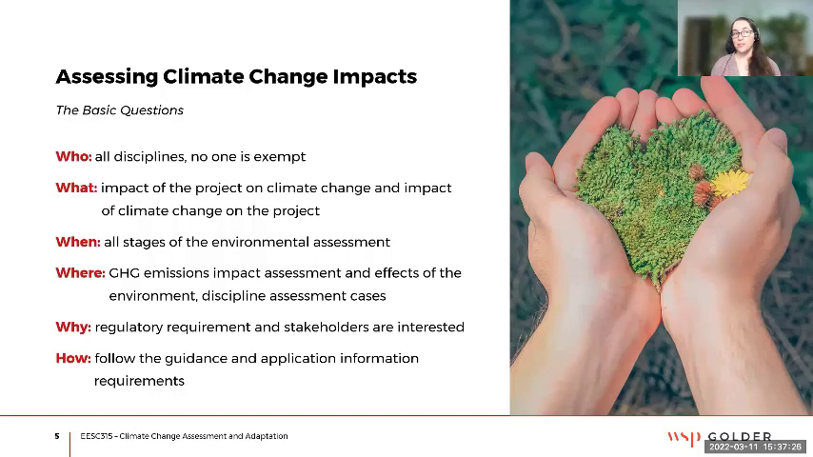And how we do this, well, there's guidance. It's not always fulsome, but there is guidance, and the application information requirements will also tell you how you should be considering it as you go through a process. So that's your overall basic questions in terms of what you should be looking at.